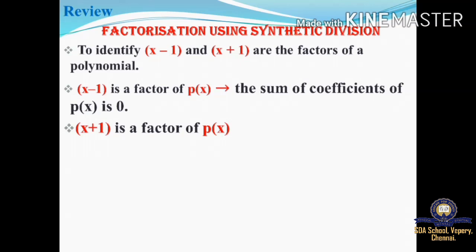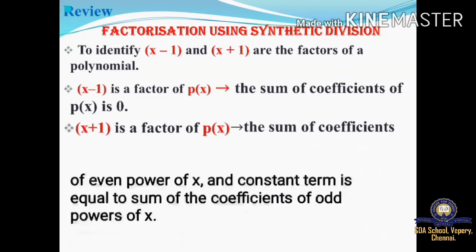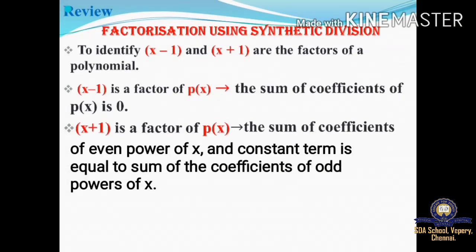Yes, and this is one trick to identify whether x minus 1 and x plus 1 are factors of the polynomial. See, in case x minus 1 is a factor of p of x, then the sum of the coefficients of p of x will be 0. This is one of the tricks, students. Please make a note of this. And in case x plus 1 is a factor of p of x, then the sum of the coefficients of even powers of x and the constant term is equal to the sum of the coefficients of odd powers of x. You can cross check. This is just a trick.